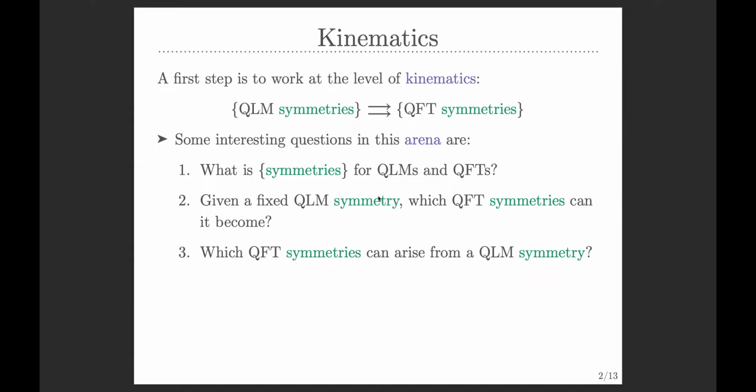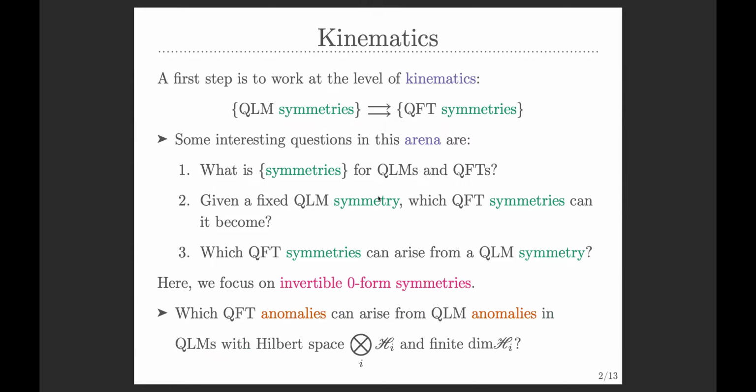And in this talk, we're going to be focusing on invertible zero-form symmetries. And we're going to be thinking about a question that's most similar to the third question on this list. Namely, we're going to be thinking about which quantum field theory anomalies of invertible zero-form symmetries can arise from quantum lattice model anomalies. And we're going to look at a specific class of quantum lattice models. Namely, quantum lattice models that have so-called tensor product Hilbert space. Maybe it's a graded tensor product for fermions. And the local Hilbert spaces should all be finite. Okay. So that's the arena that we're going to be playing in today.